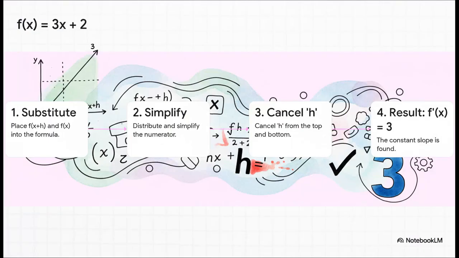So for our first one, let's take f of x equals 3x plus 2. Now, we already know the slope is 3, right? So this is the perfect test. So first step, we substitute everything into our formula. After we distribute and clean up the numerator, you'll see a bunch of terms just cancel out, leaving us with 3h on top. Then the h on the top and bottom cancel, and look at that, we're left with 3. It works. The formula perfectly confirmed the slope we already knew.